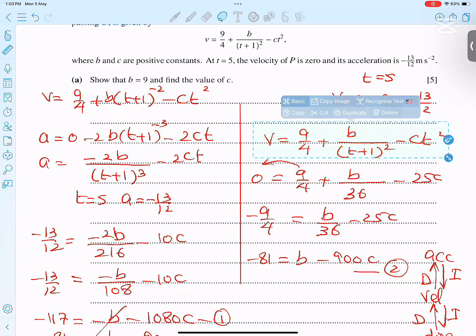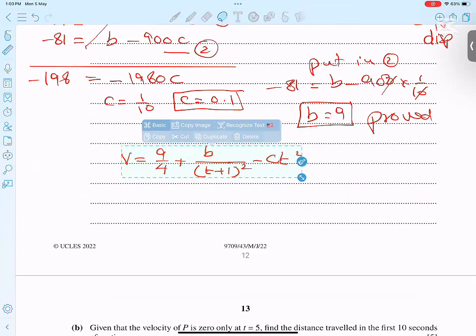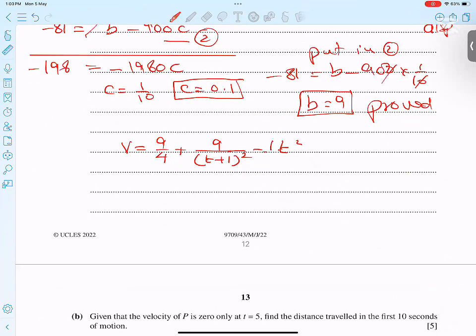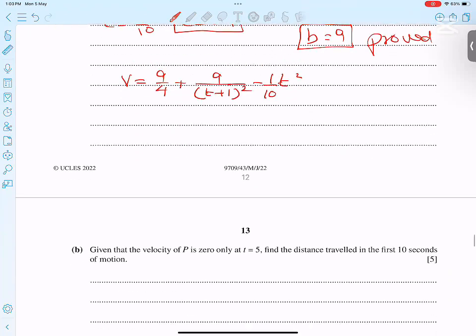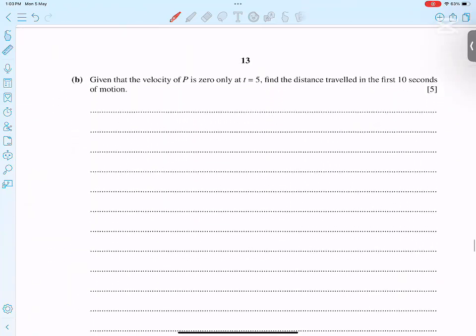Though he's not asking, I'm just writing it below. And this is the final expression. I got it. Erase b and erase c. b I replaced by 9 and c I replaced by 0.1 or 1 by 10. 1 by 10 is a better approach. So this is the final expression of velocity, which he was not asking; he asked for c and b. Let's talk about the next one.